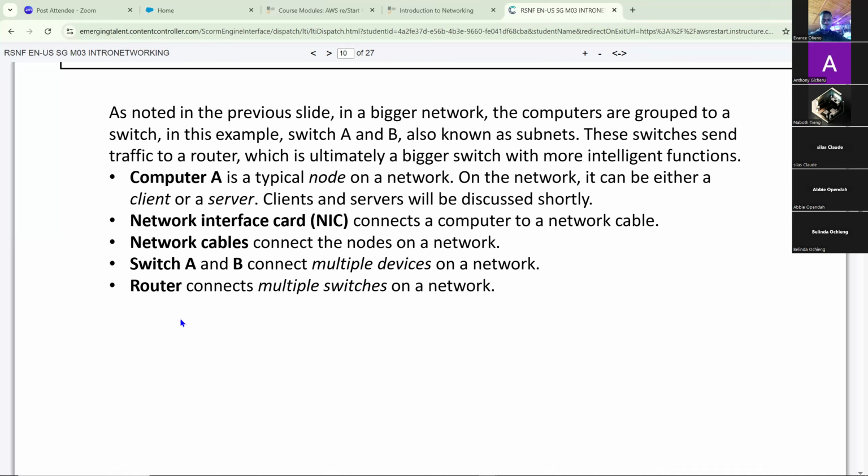So computer A is a typical node on a network. On the network, it can either be a client or a server. Clients and servers will be discussed shortly.